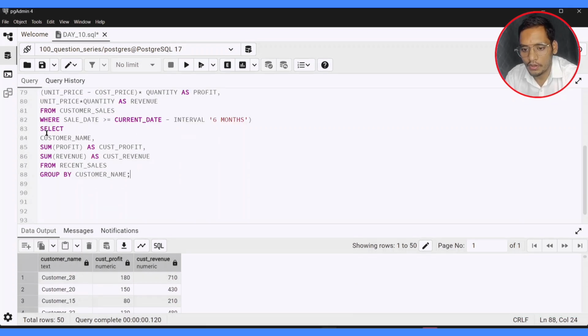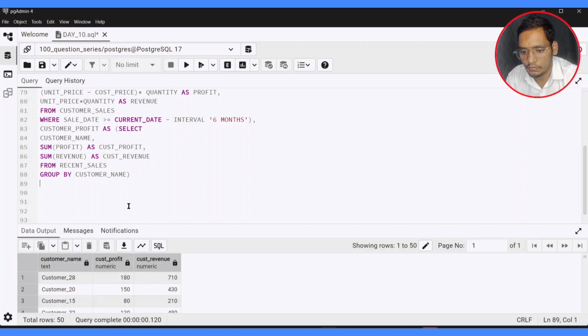Now again convert this into a temporary table using a CTE. Let's take a name like customer_profit as this, and let's use a comma here. Now we are going to create a query to give a segment to each customer on the basis of the profit.